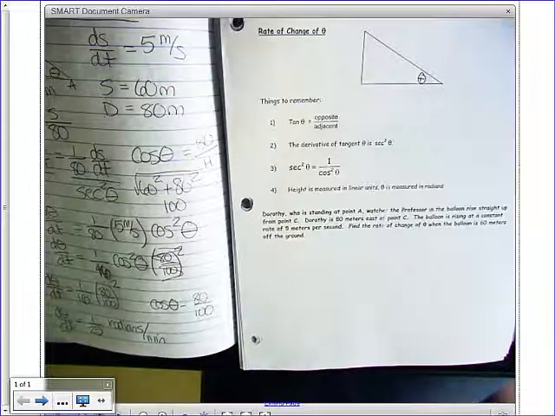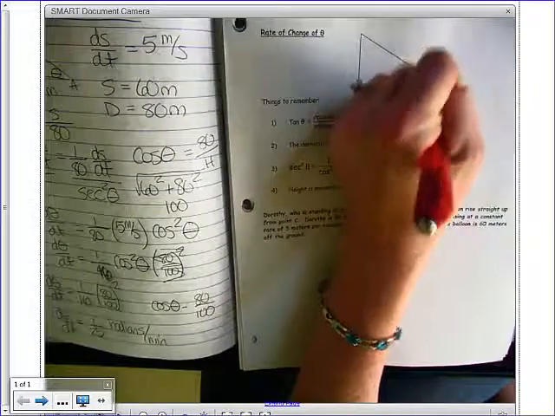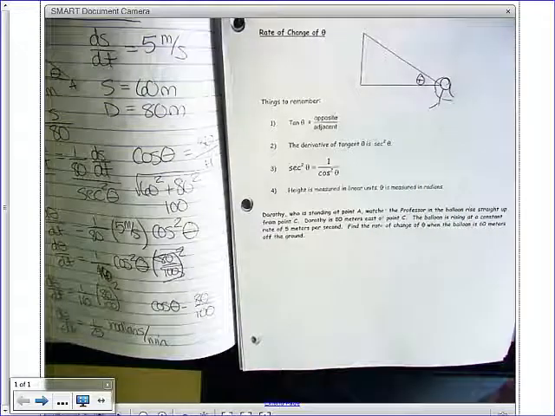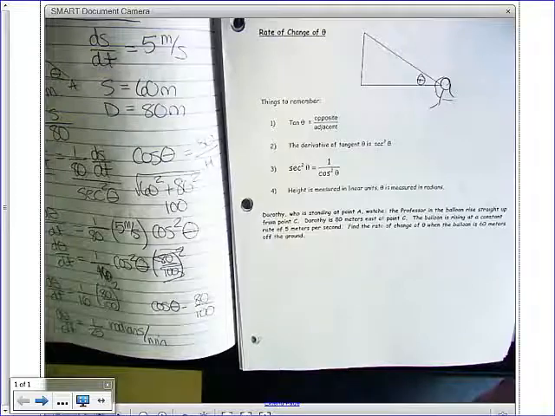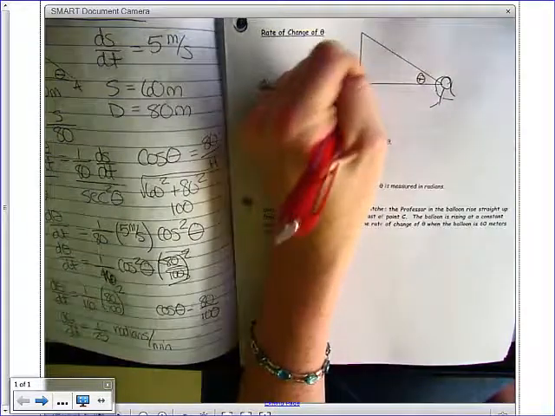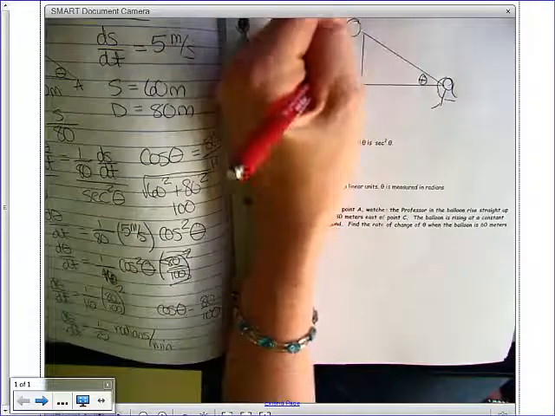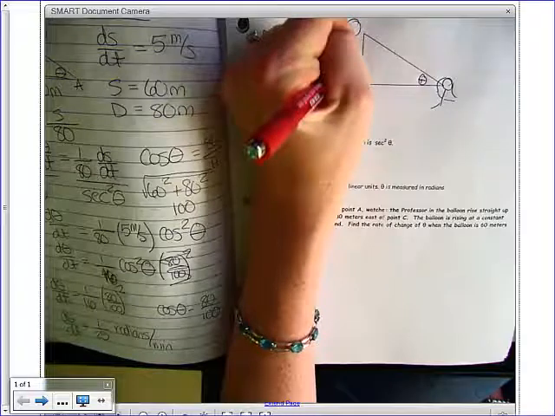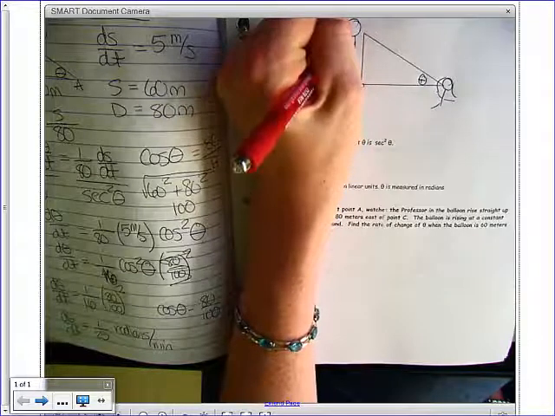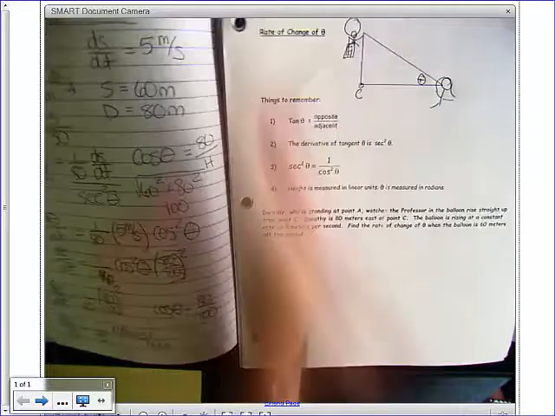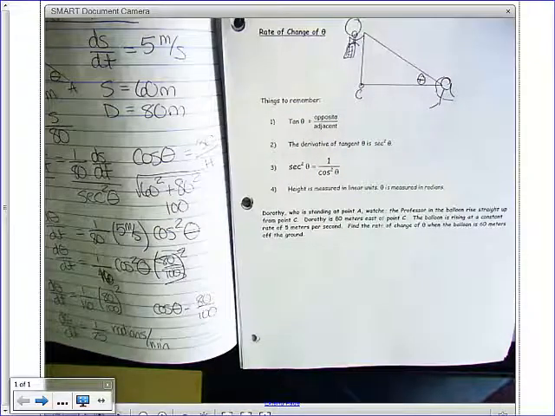Okay, Dorothy, who is standing at point A, so we're going to put Dorothy right here. Put her little braids on her. Standing at point A watches the professor in a balloon rise up from point C. So this is point C. And let's draw the professor in his balloon over here. There's the professor. Dorothy's watching him rise up.